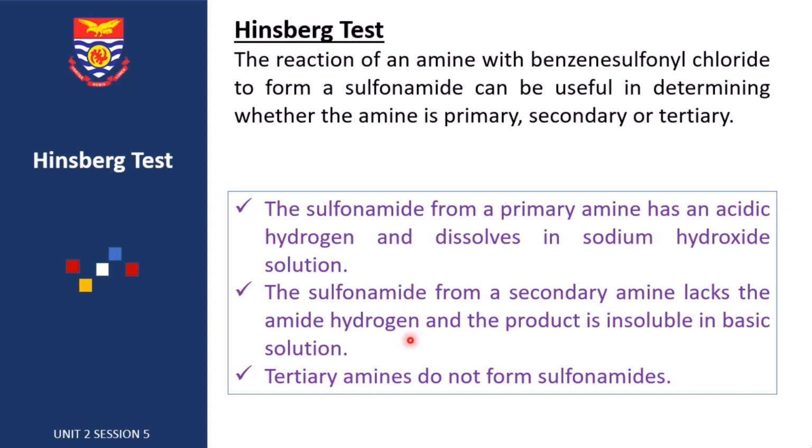And our tertiary amines do not form sulfonamides at all in the first place. So we need to keep note of these three differences. The Hinsberg test can be used to identify primary amines, secondary amines, and tertiary amines.